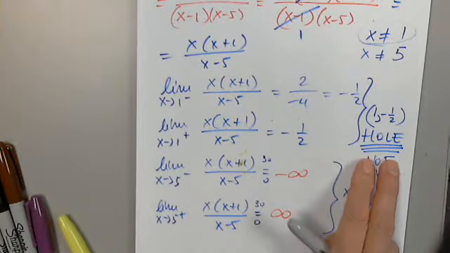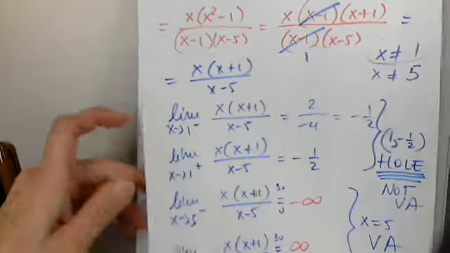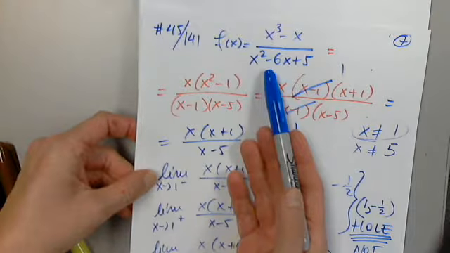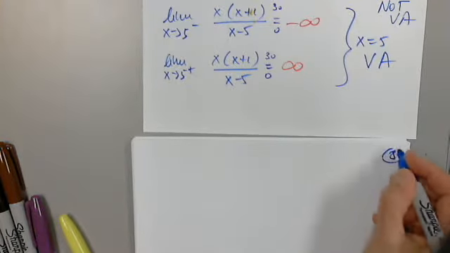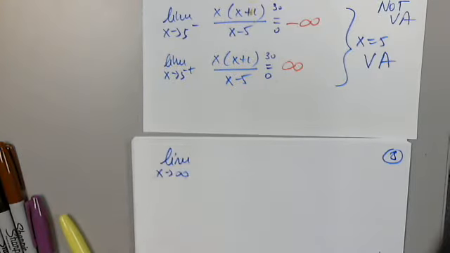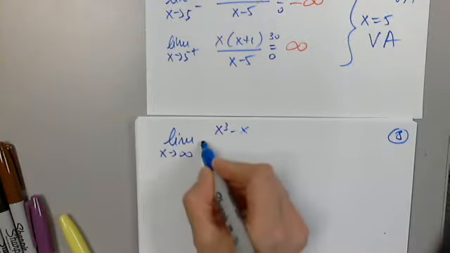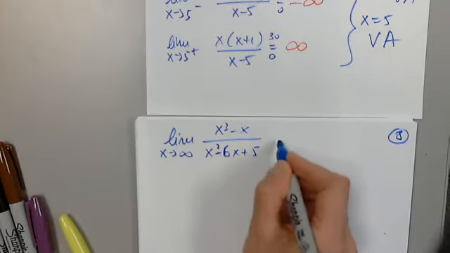The other one is a hole in the graph. And we're also asked to find the horizontal asymptotes, or asymptote, if any. So I'm coming back to the function. Let's write it. Again, I'm going to copy it. You don't have to if you don't want to. So I have the limit as x approaches infinity. So I go directly to the limit: x cubed minus x over x squared minus 6x plus 5.